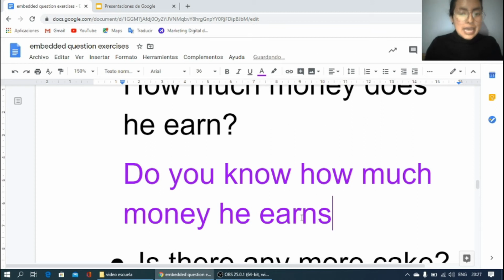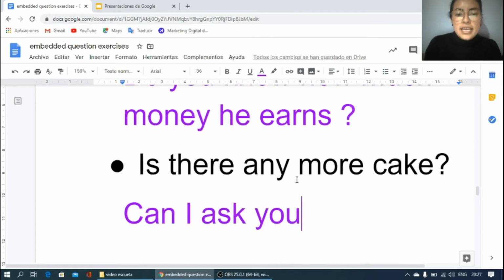But you have to put s because in the third person you have to put s in the verb. Okay? And at the end you have to put the question mark because we are using "do you know." And "do you know" is an introduction question. Okay? In this case, "is there any more cake?" Okay, the introduction question "can I ask you?" is an introduction question.